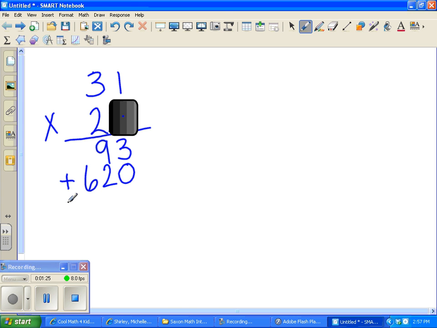Now at this point, you're going to add these numbers together. 3 plus 0 is 3. 9 plus 2 is 11, and 6 and 1 is 7. So our final answer is 713.